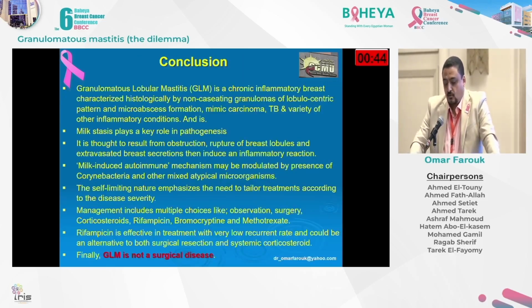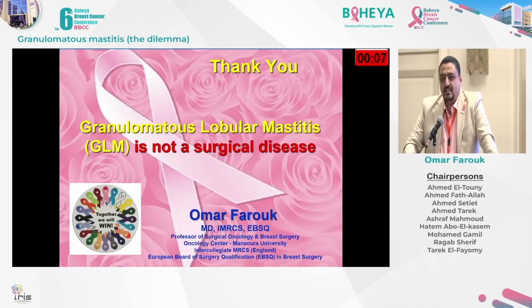In conclusion, granulomatous mastitis is a chronic inflammatory breast disease characterized by non-caseating granulomas. Milk stasis plays a key role. We have many choices, and the self-limiting nature emphasizes the need to tailor the treatment according to disease severity. In our practice in Mansoura University, rifampicin is effective with a very low recurrence rate and could be an alternative to both surgery and systemic corticosteroids. Finally, granulomatous mastitis is not a surgical disease and it could be treated medically without any surgical interference at all. Thank you.